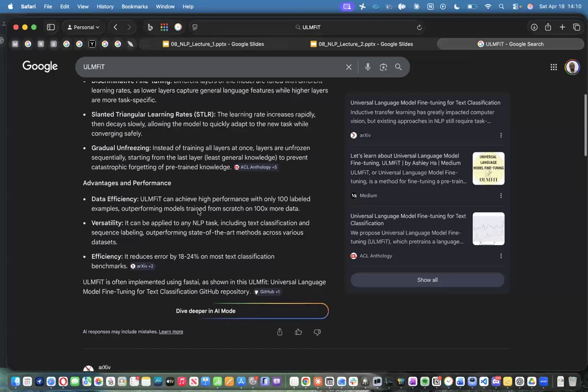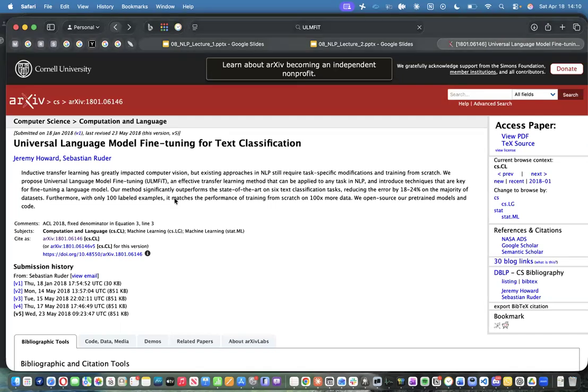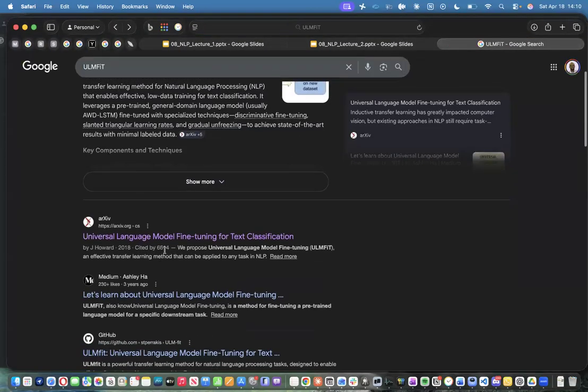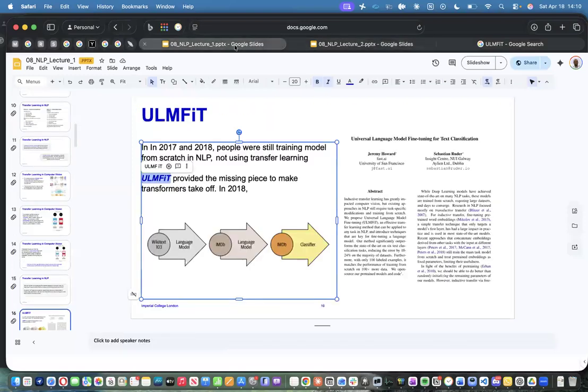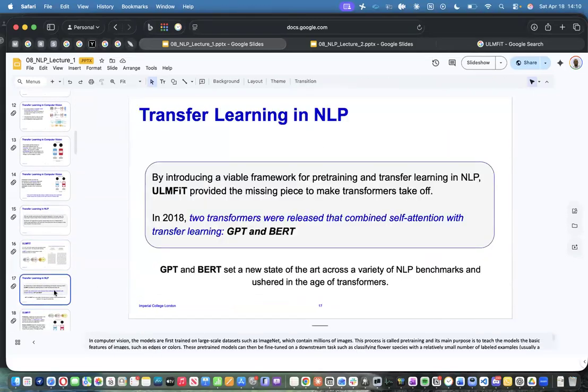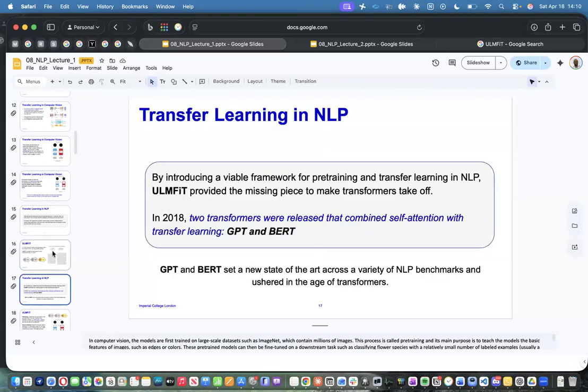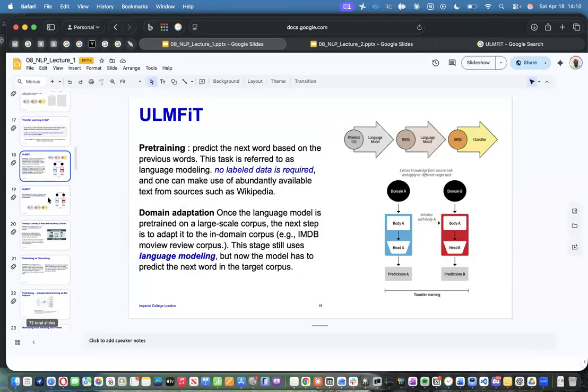You can see this paper has about 6,000 citations. So it's a good work, and basically they showed that you can do transfer learning in NLP, and that's what really changed the field of NLP. From that work, we started seeing some work such as BERT and GPT, and even GPT actually started when the ULMFiT paper was released.